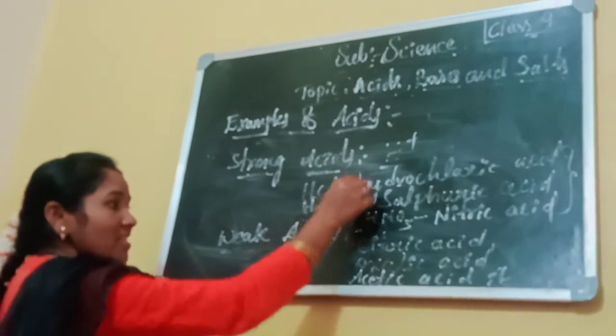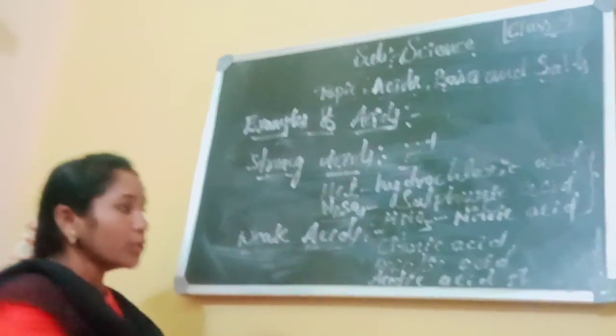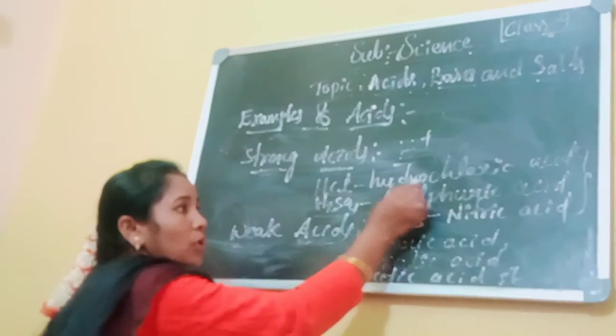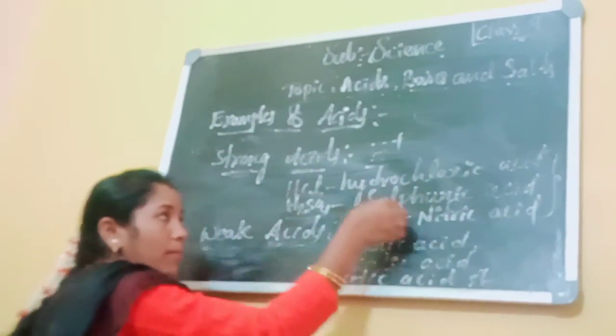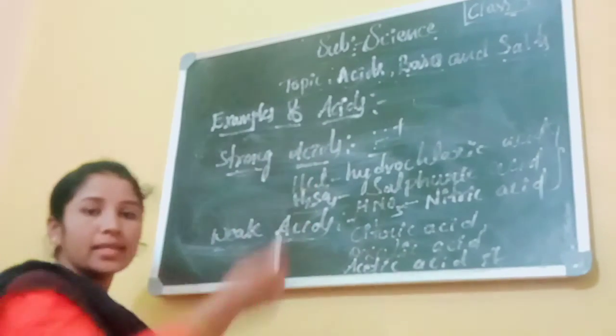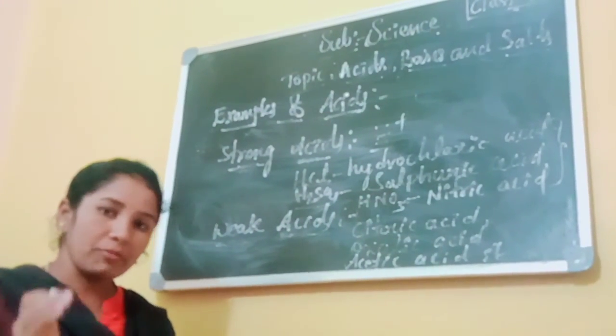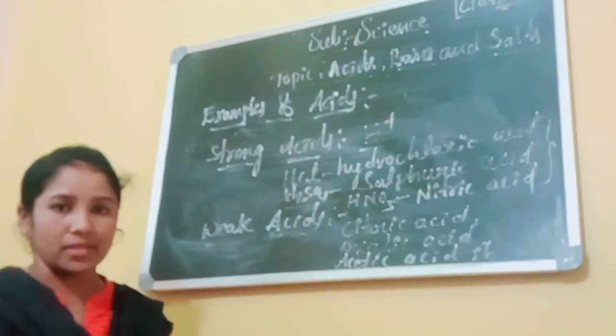Dear students, these are some important examples for acids. Okay, you have to write the acids' chemical names and their molecular formulas. Understand? So let's see in the next class bases, the properties of bases and their examples.